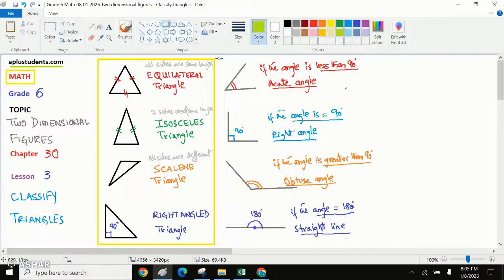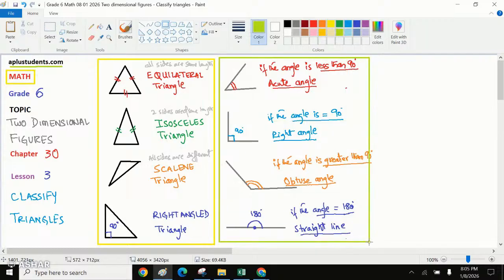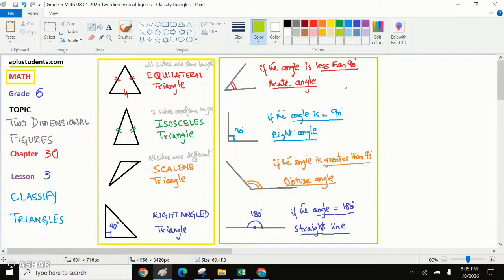And we will try to see what possibilities do we have, okay? So we considered the equilateral triangle where all the angles were same. Isosceles triangle, two sides are same.